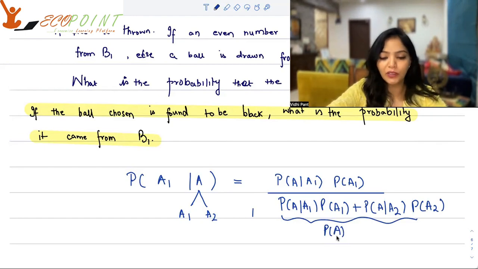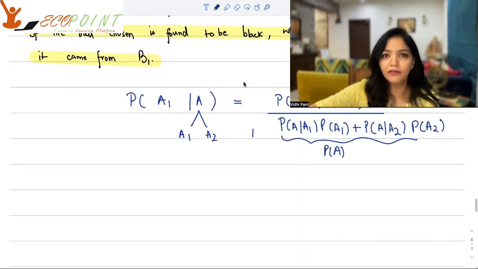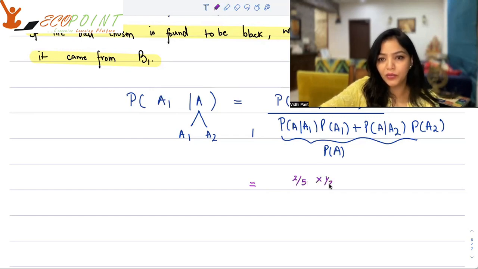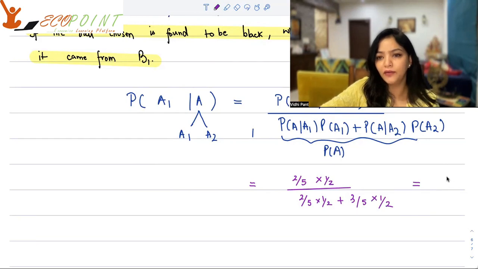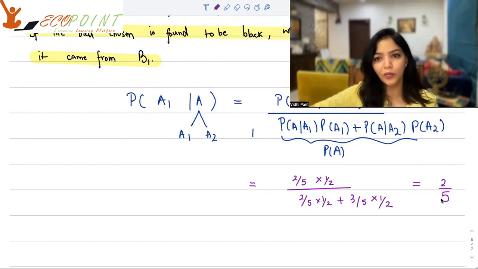Well, just put in the values out here. You already have the values from the previous question. Just look into your register and do it. So it will be 2 by 5 into 1 by 2 upon 2 by 5 into 1 by 2, plus 3 by 5 into 1 by 2. This was the total probability that we already had. So half in the denominator cancels, and what you will be left with is 2 by 5. So 2 by 5 is this probability, and this is what is called your Bayes theorem.